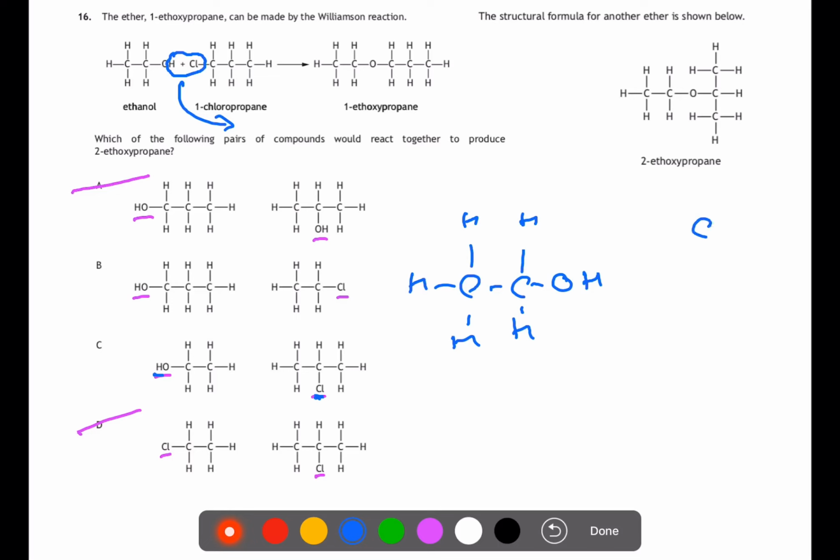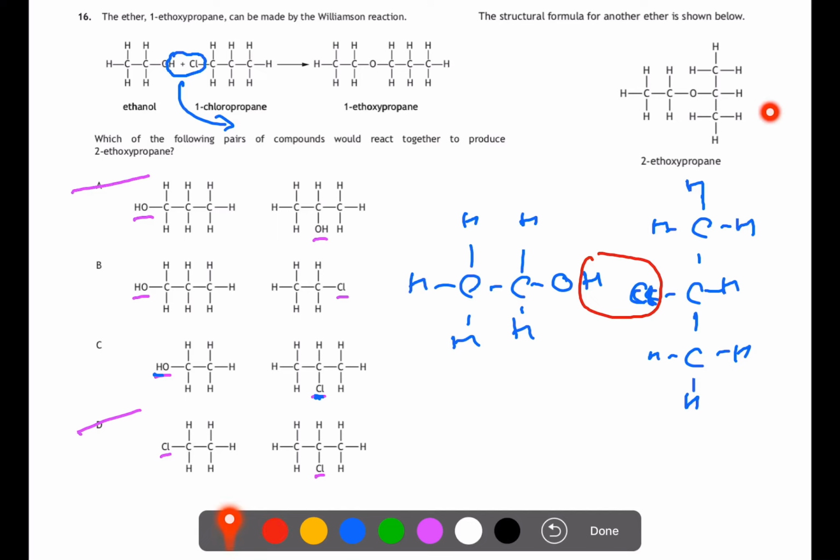and if we spin this one on its side like it is here, we can take off the H and the Cl, and then when the O joins onto the carbon, we will end up with this structure here.